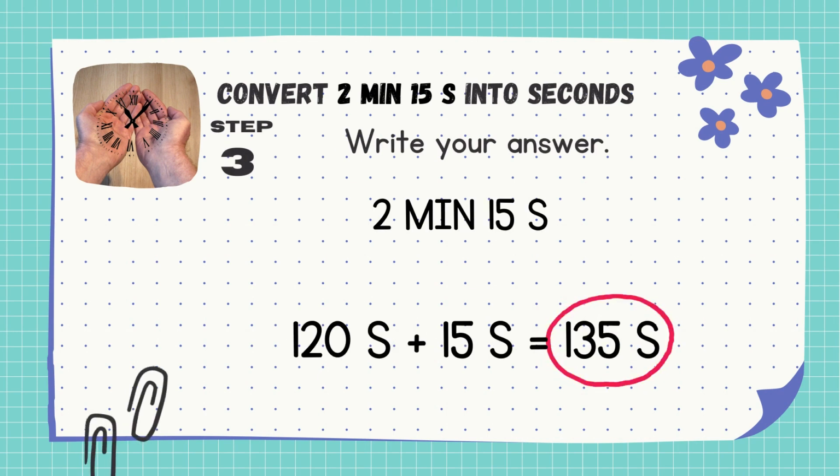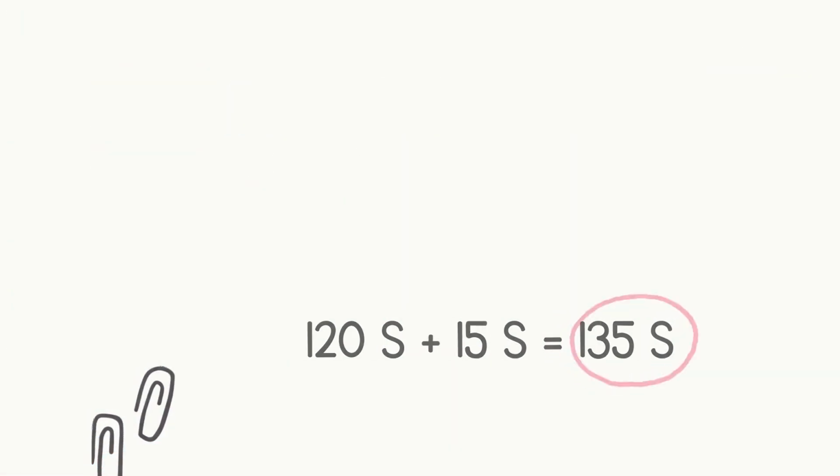And then for step number 3, you just add it up and write your answer. And you can see there, 120 seconds plus 15 seconds is equal to 135 seconds. So I can say that 2 minutes and 15 seconds is also equal to 135 seconds. Okay, that's easy, isn't it? All right, let's combine it together.